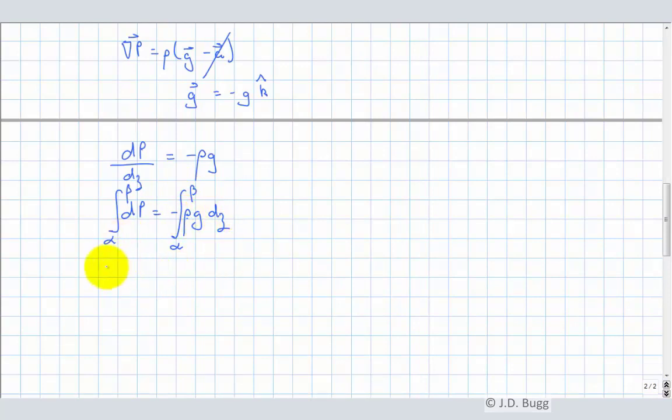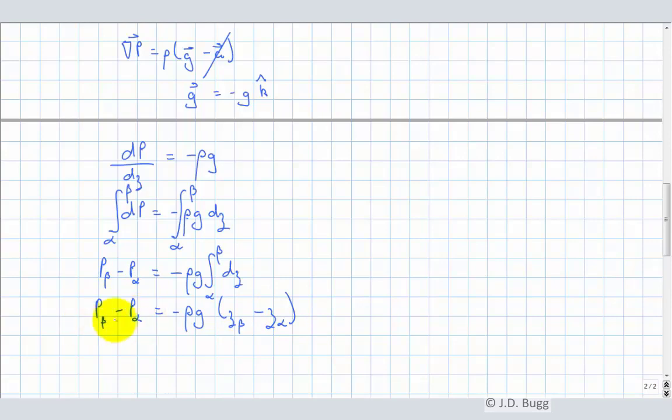So we get over here p beta minus p alpha is equal to minus rho g integral from alpha to beta of dz. So this equals minus rho g times z beta minus z alpha. So notice this alpha and beta subscripts can be any 2 points as long as they're in the same fluid, because I assume density is constant here.